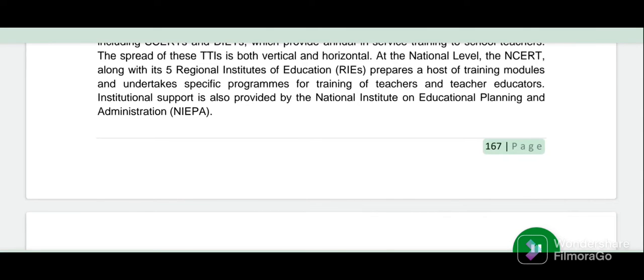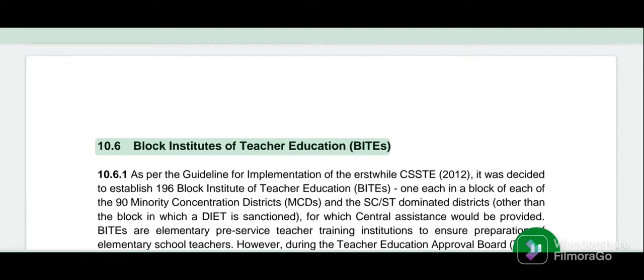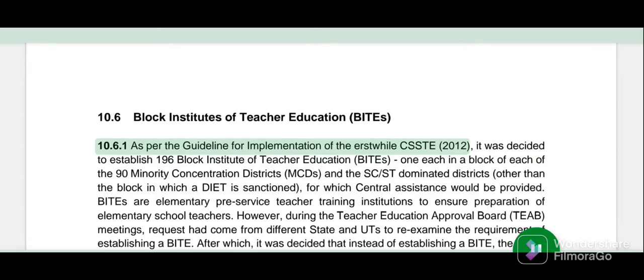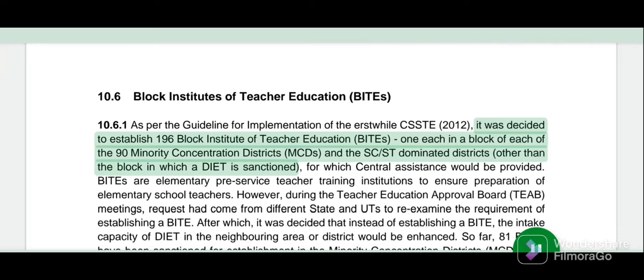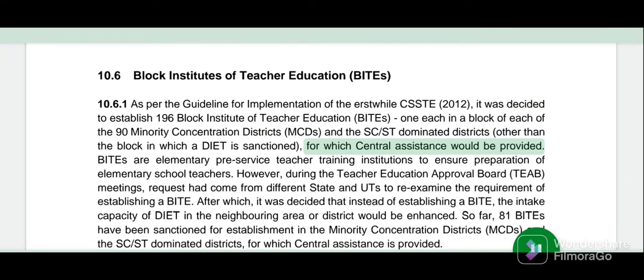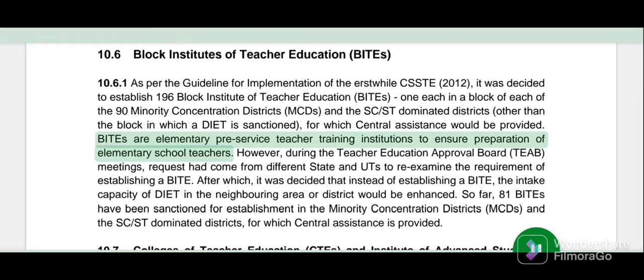Page 167. 10.6 Block Institutes of Teacher Education (BITEs). 10.6.1 As per the guideline for implementation of the erstwhile CSSTE 2012, it was decided to establish 196 Block Institutes of Teacher Education (BITEs), one each in a block of each of the 90 minority concentration districts (MCDs) and the SC/ST dominated districts, other than the block in which a DIET is sanctioned, for which central assistance would be provided. BITEs are elementary pre-service teacher training institutions to ensure preparation of elementary school teachers.